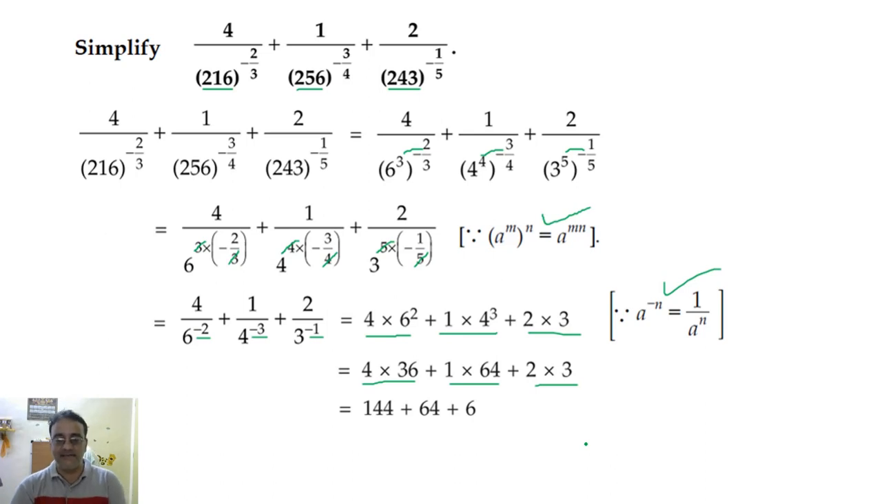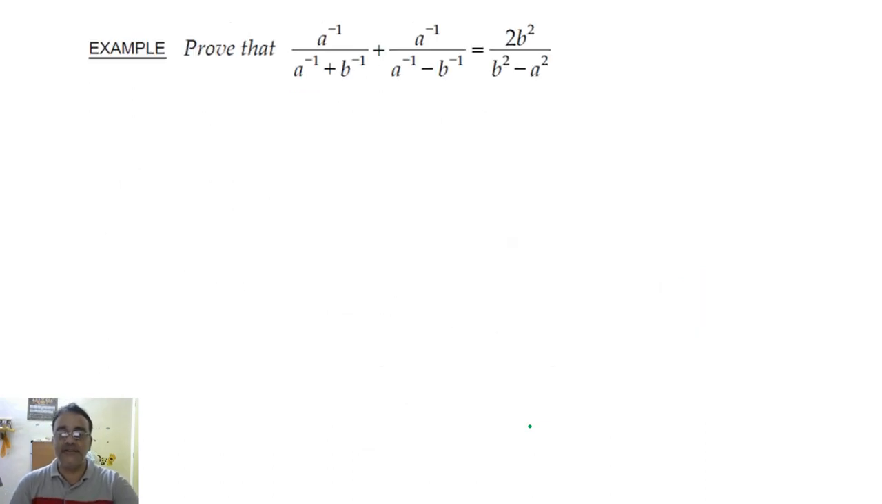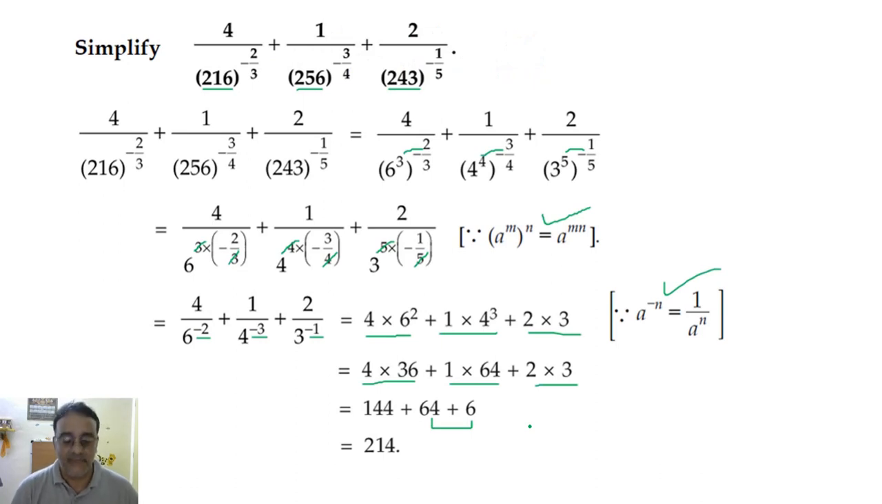What is the final answer? 206, 216. Add again, add these two again. Adding these two gives 70. Look, 214. Right, 214. So any doubt in this question? No, sir.